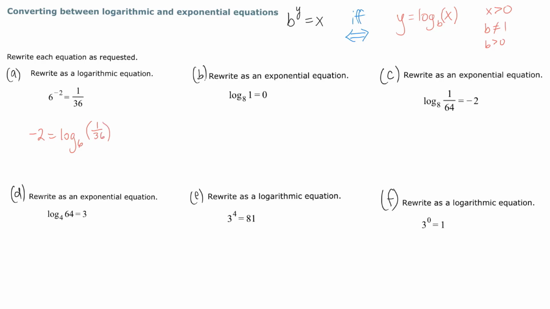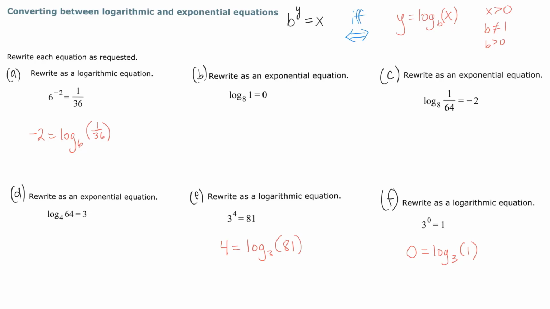Let's look for another exponential equation. Let's do part E. The exponent's 4, the base is 3, so we need log base 3, and the only thing left is the input, or the argument, which is 81. Let's do part F. We start with the exponent. 0 is equal to log base 3 of the input, which is 1. So log of any base with the input of 1 is always going to get you 0.